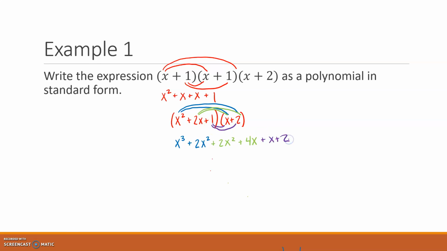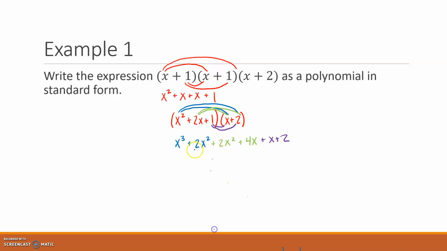And finally distribute the 1 to everything, and we get plus x plus 2. And our final step would be to combine our like terms and make sure that it's in standard form. What does standard form mean again? It means that there's no like terms, and it also means that our exponents are in descending order.